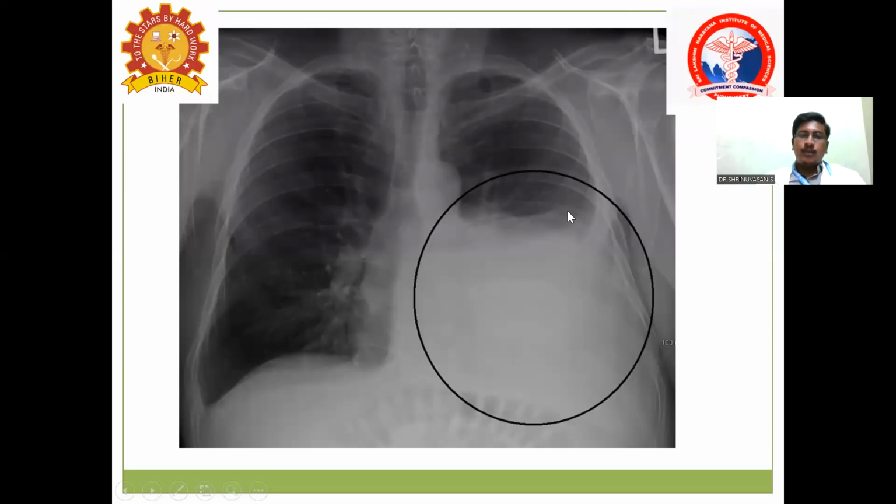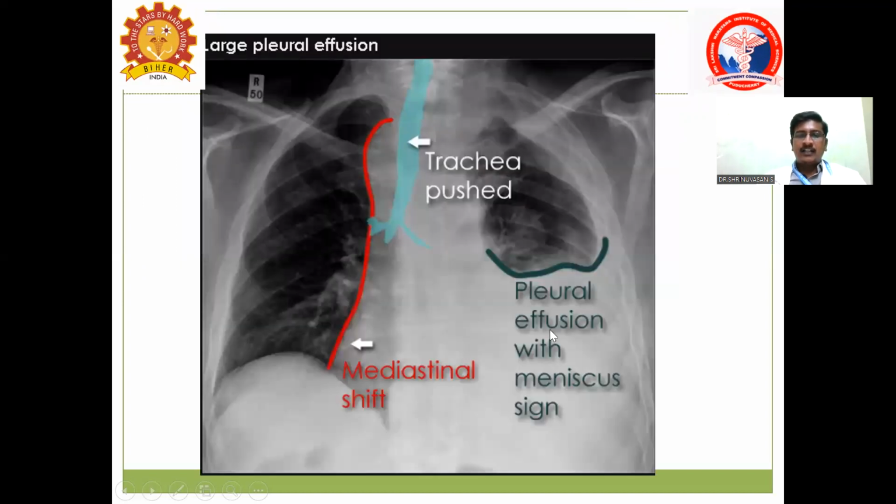So how will the pleural effusion picture look? Whenever you see pleural effusion, the costophrenic angle will be obscured. See this white area. This white area is a homogeneous opacity which is obscuring the hemidiaphragm and left heart margin, and you can see the meniscus sign, like some fluid level here. So this is the very classical appearance of pleural effusion, with meniscus sign.